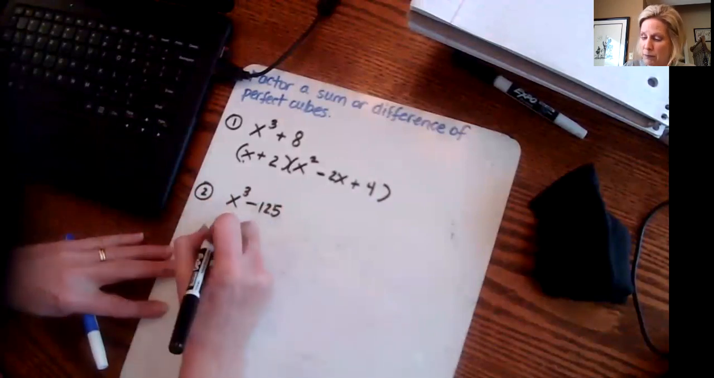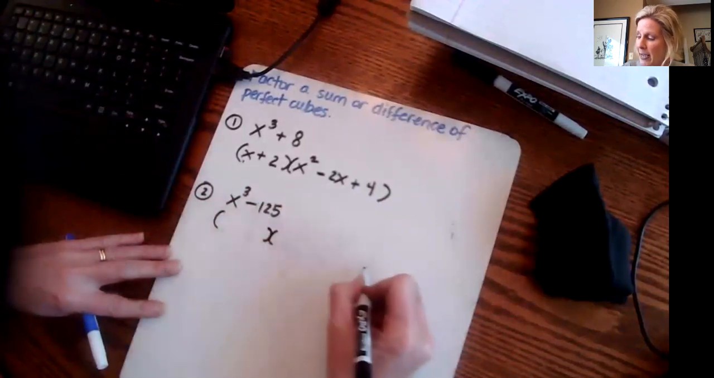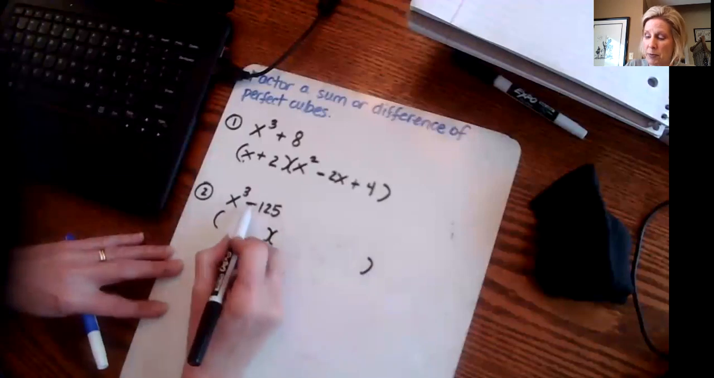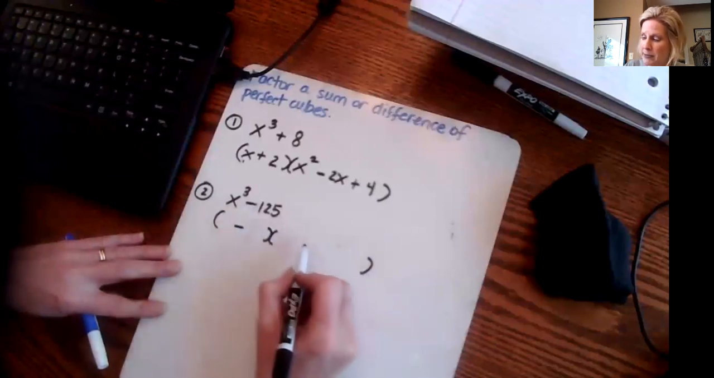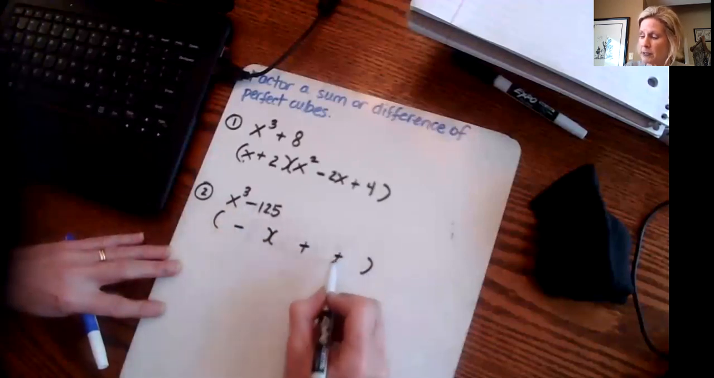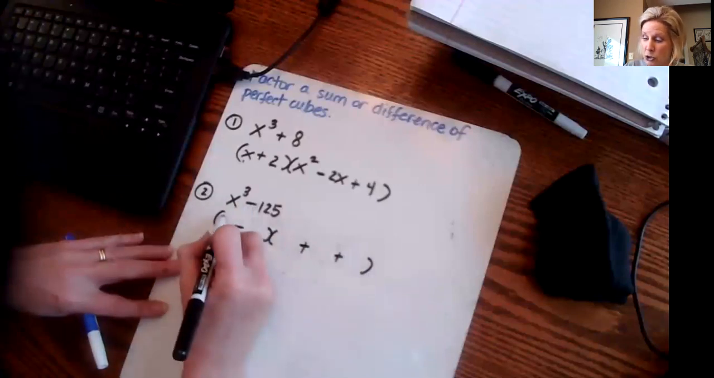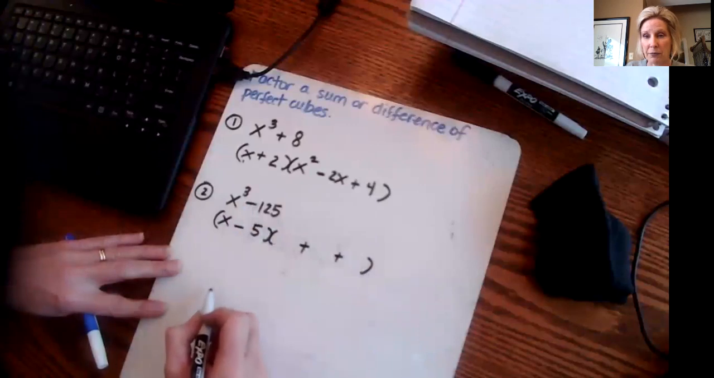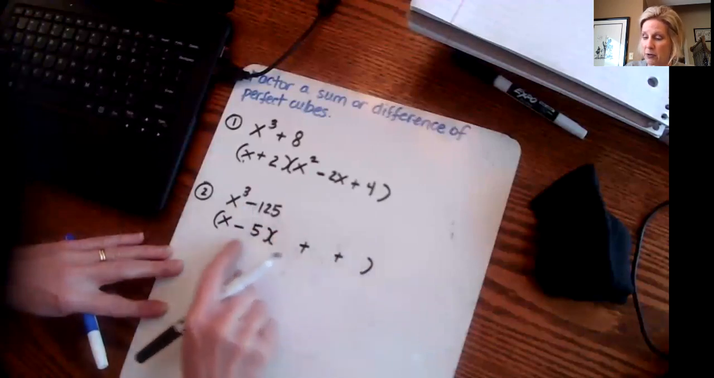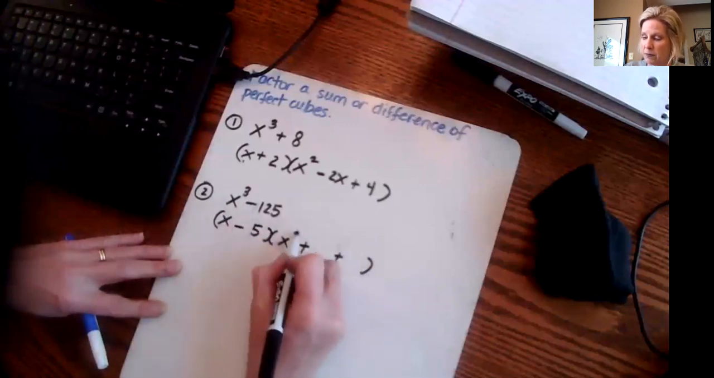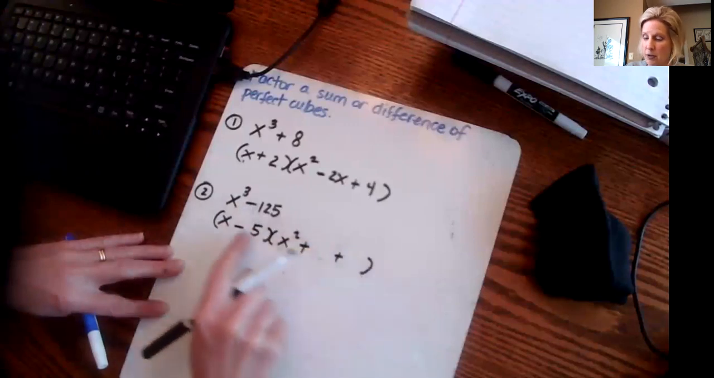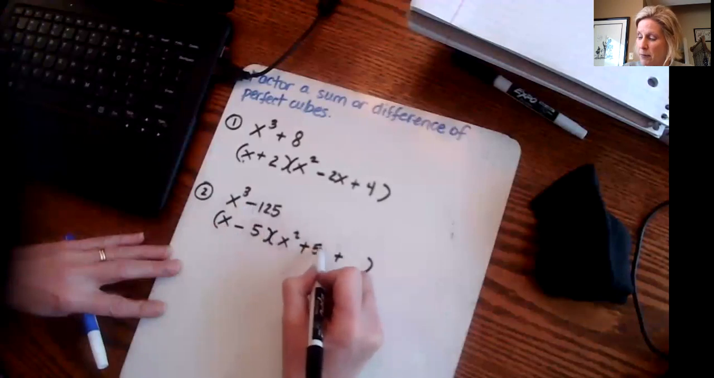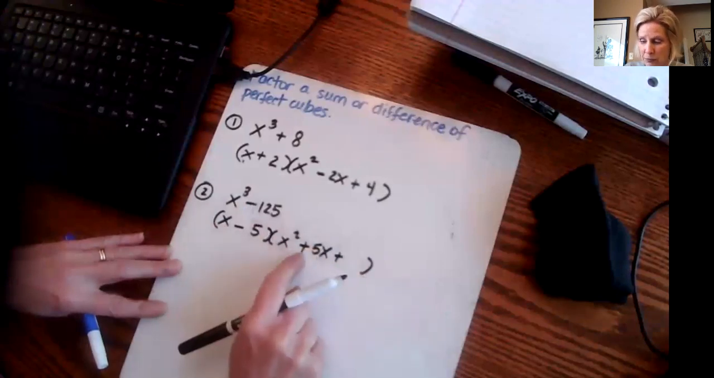I can factor both. So I'm going to set up with bi, tri, SOAP. SOAP is same, opposite, and always positive. So cube root of x cubed, cube root of 125. First squared is x squared. This one, first times second, so x times 5 is 5x. Don't worry about the negative. We already know the sign's positive.